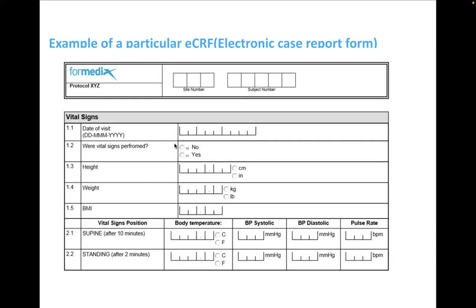So the protocol is the document that we look into to design the case report form. If someone asks you which document we would use to design the case report form, you would say the protocol. If someone asks you what the protocol contents are, yes, you have already seen the protocol contents.